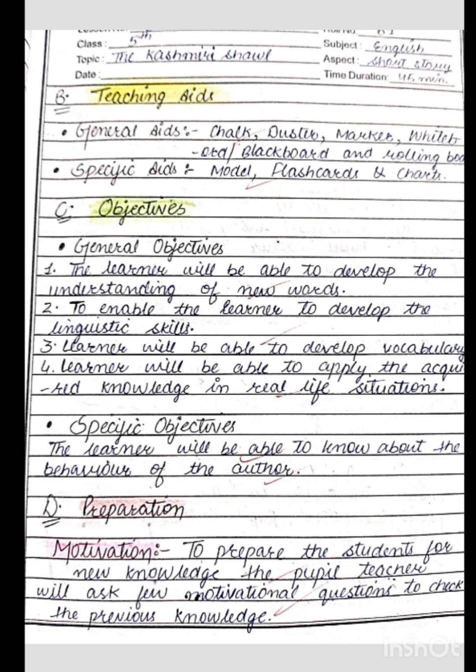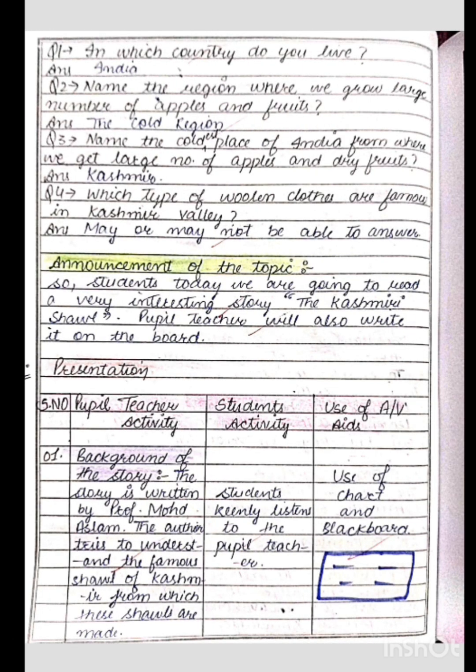Now next, the specific objective. The learner will be able to know about the behavior of the author in the story, the Kashmiri Shawl. So next part is the preparation part. As you all know, in the first preparation part we have to ask a few questions to the students to check their previous knowledge. There are four previous knowledge testing questions. In which country do we live? India, the expected answer. Name the region where we grow a large number of apples and fruits.